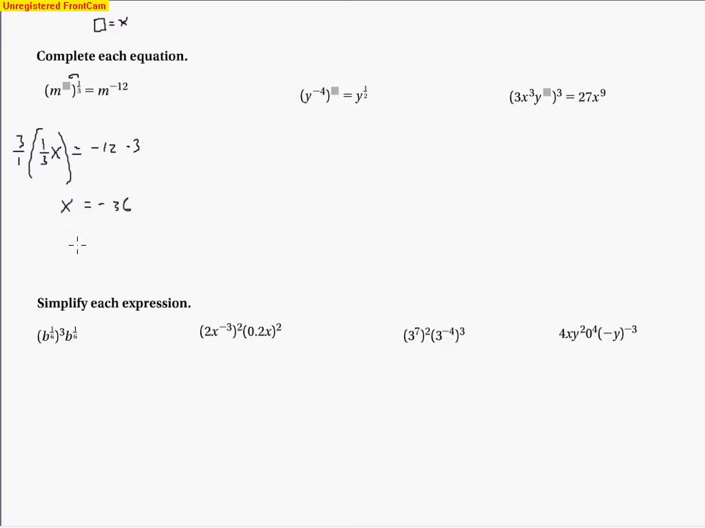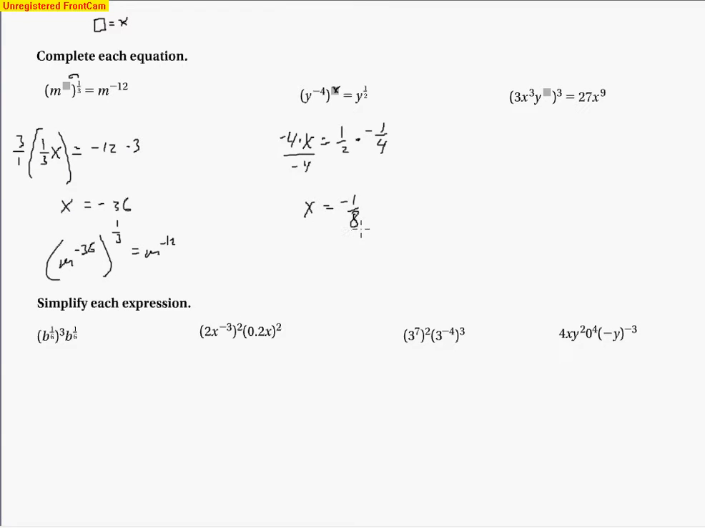So to make that true, we'd have m to the negative 36th all to the 1/3 power equals m to the negative 12. So the same sort of thing here. We're multiplying this value, I'll call this x again. Negative 4 times x equals 1/2. So to get that, I'm dividing by negative 4. Dividing by negative 4 is the same thing as multiplying by the reciprocal, negative 1/4. So x is negative 1/8.